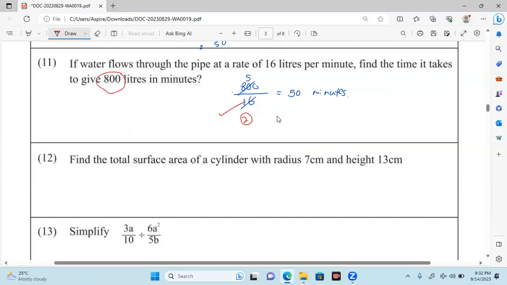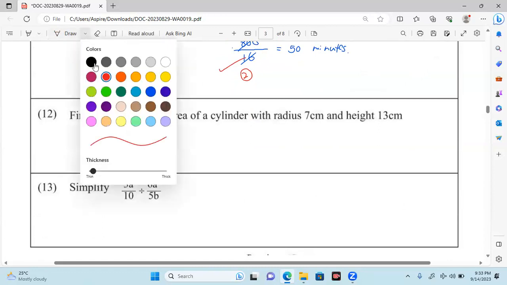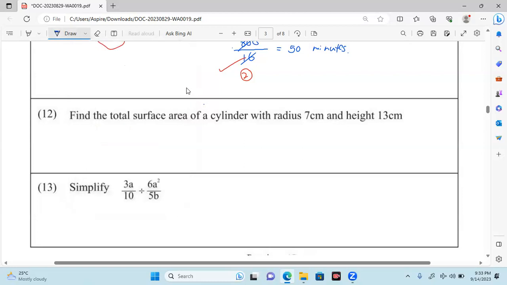Okay. Find the total surface area of a cylinder with radius 7 centimeters and height 13 centimeters. Can you remember the total surface area of a cylinder? Remember that in the O-level exam, you are not given how we find the surface area of a cylinder. Okay, then what are the equations we use? They are not given.